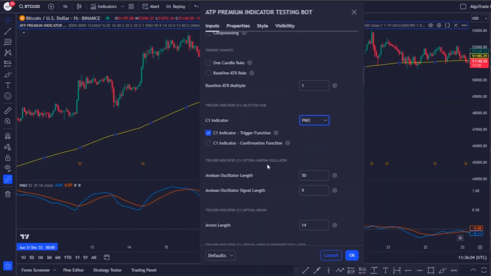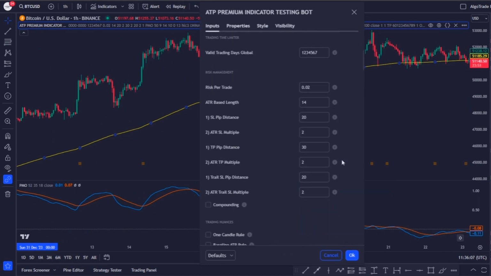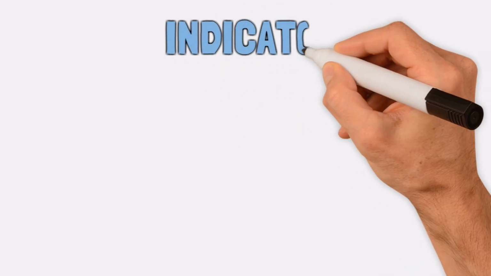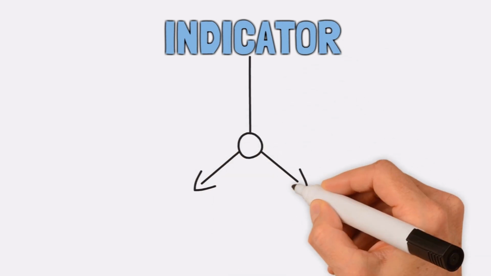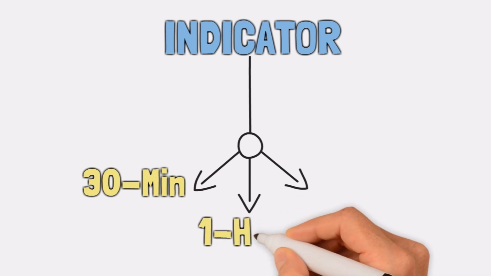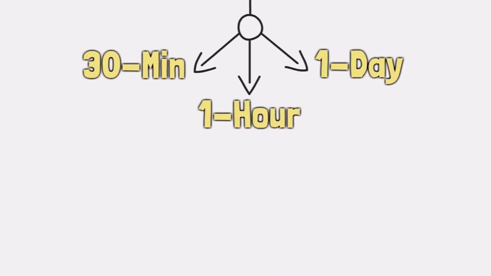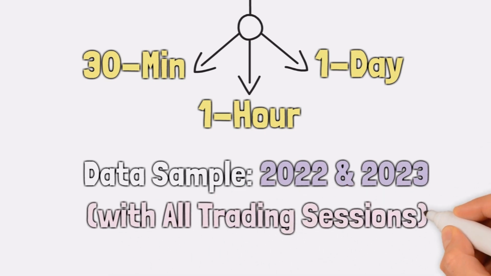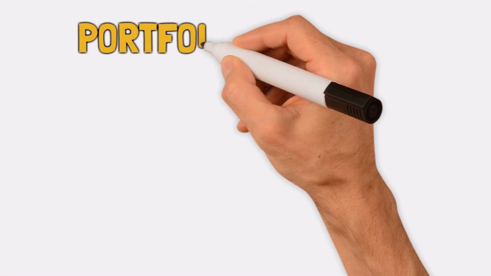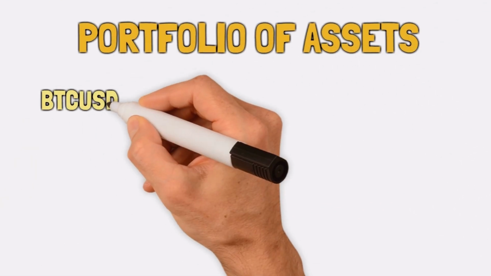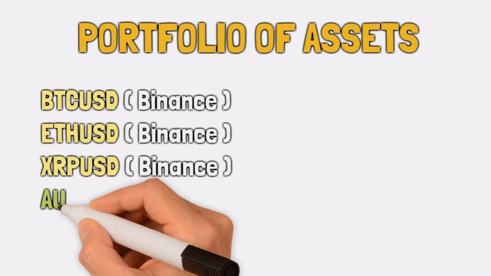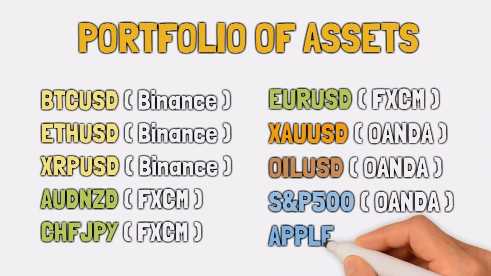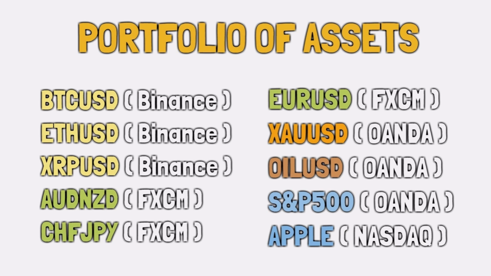And so, to carry out a backtest to the PMO, I will use the same conditions I used to test the other indicators from this series. For every indicator, I will backtest it in 3 different timeframes: the 30-minute, the 1 hour and the daily one. Then, on every time frame, I will use the data sample from 2022 and 2023 with all the available trading sessions with an efficient and diverse portfolio of assets from different markets, which are Bitcoin, Ethereum, XRP, 3 currency pairs, gold, oil, the S&P 500 index and the Apple stock, being the data sources the most used ones.